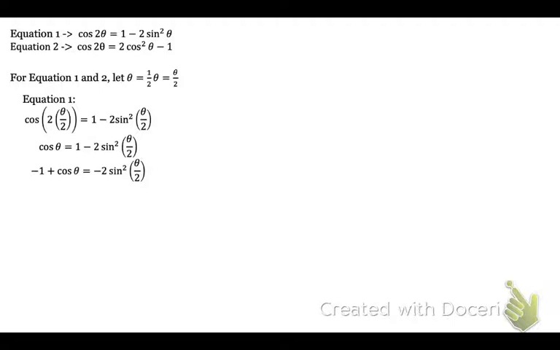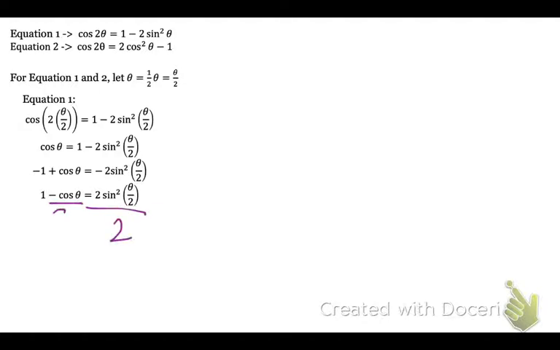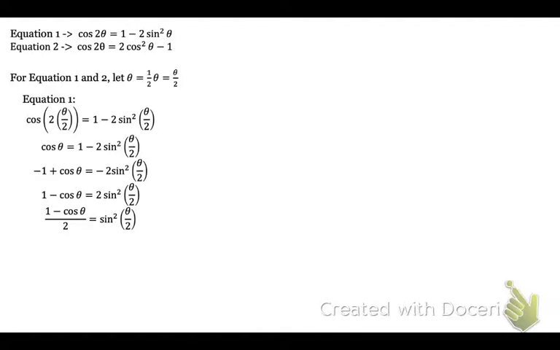So negative 1 plus cosine of theta equals negative 2 sine squared of theta over 2. Multiply everything by negative to get rid of that. So all of the signs are going to flip. And then I'm going to divide by 2. So I divide both sides here by 2. And I'm left with 1 minus cosine of theta over 2 equals sine squared of theta over 2. Square root both sides, and we end up with our equation. That's the half angle equation. Kind of cool. All right, let's do equation 2.